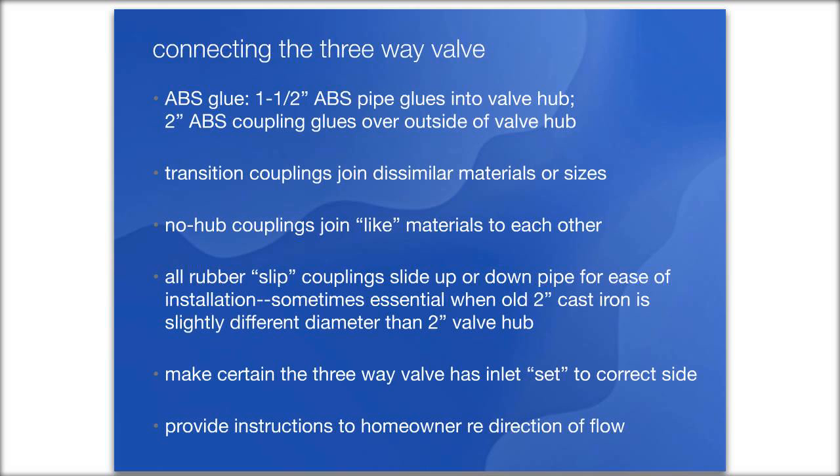And so rubber slip couplings can be used in situations where it would be difficult to use another kind of coupling. And sometimes you'll find if you're working with no-hub cast iron or old leaded cast iron that you've cut to insert the three-way valve, the diameter of the pipe will be just slightly different, such that a regular band, a transition band, or a no-hub band won't work, and you will need to use a slip coupling in order to be able to get a good seal.